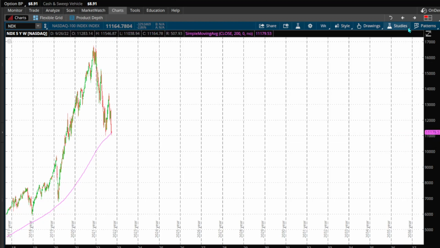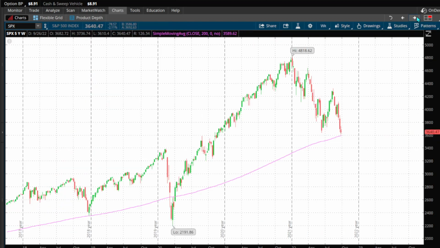Now we're going to look at the next one, and this is the SPX, which follows the S&P 500. If I'm looking at the 200 weekly, that is sitting right at 3,589.62. We closed at 3,640.47. So we have a little bit of wiggle room on the SPX.